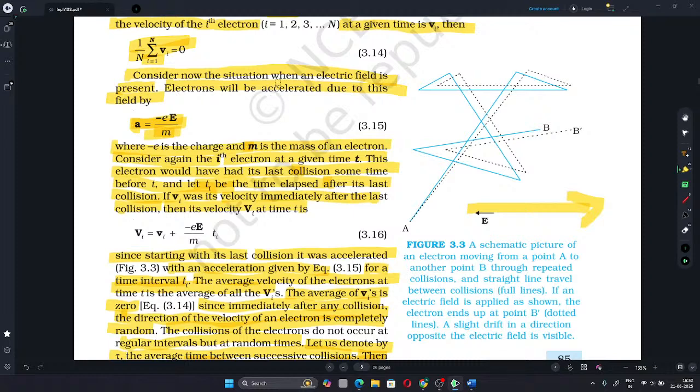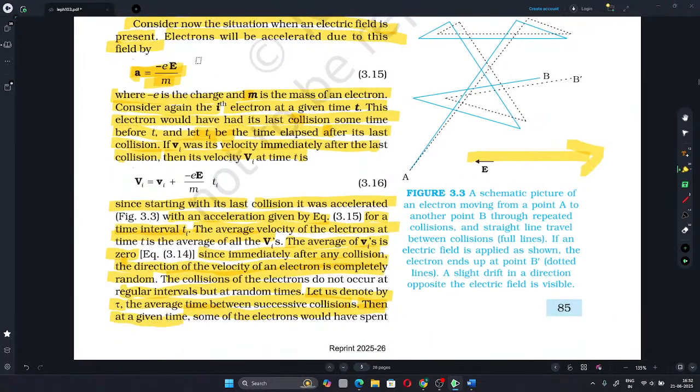Consider now the situation where an electric field is present and electrons will be accelerated due to the field, and the acceleration is minus e by m, which I will derive. Minus e is the charge and m is the mass of an electron. Consider again the ith electron at a given time t. This electron would have had its last collision, and we are defining tau here, the relaxation time.